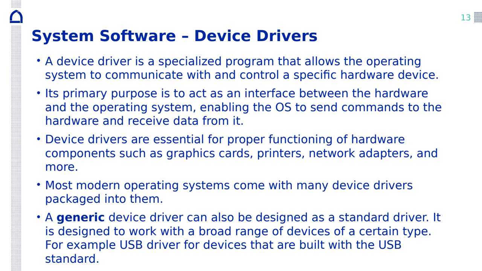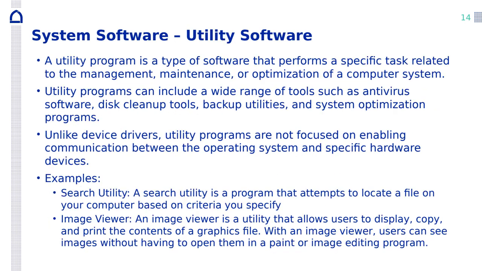Now, a generic device driver can also be used as a standard driver. If you cannot find the driver, then you can use a generic driver. Utility software is a type of software that performs a specific task related to the management, maintenance, or optimization of a computer system. For example, we have search utility and image viewer. When you go to File Explorer and right click on an image, you can see the image thumbnails. These are utility software.